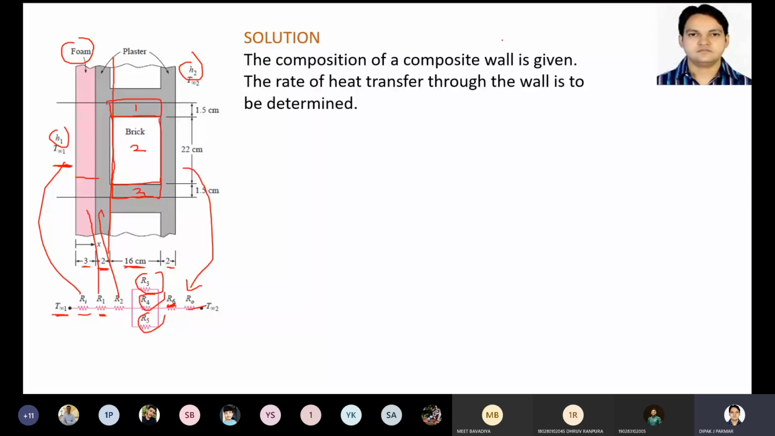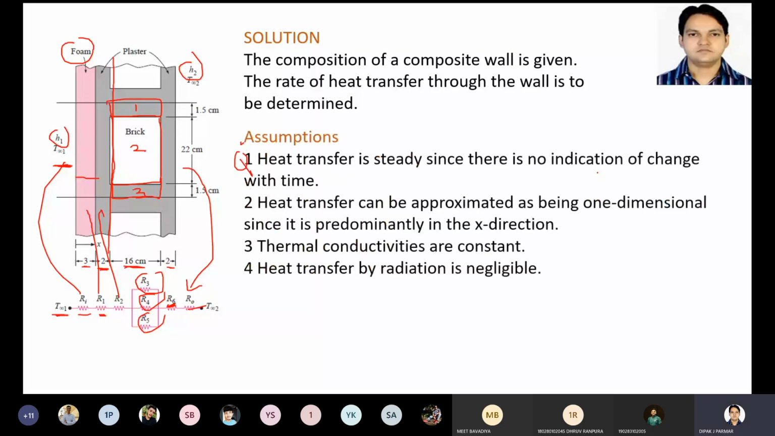Let us understand the solution. The composition of the composite wall is given. The rate of heat transfer through the wall is to be determined, which means our task is to calculate Q dot. What assumptions are we making? Heat transfer is steady since there is no indication of change in time. Heat transfer can be approximated as one-dimensional, so we will take the positive X direction only. The thermal conductivities are constant, meaning the conductivities given for foam, plaster, and brick will remain constant. And heat transfer by radiation is negligible.